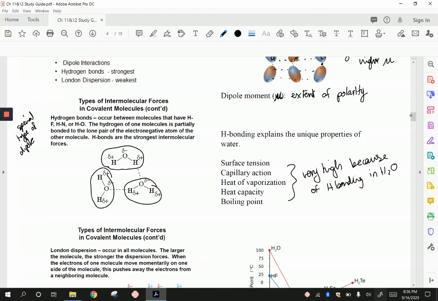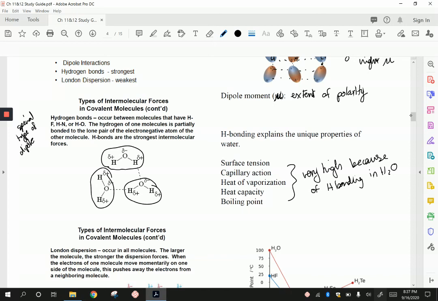The idea that ice is also less dense than water has to do with hydrogen bonding as well. And that's how we protect sea life. If ice was more dense, then it would all sink to the bottom and the fish would be frozen in the winter. But what happens is the ice floats and it protects the sea life in the oceans while it's cold.